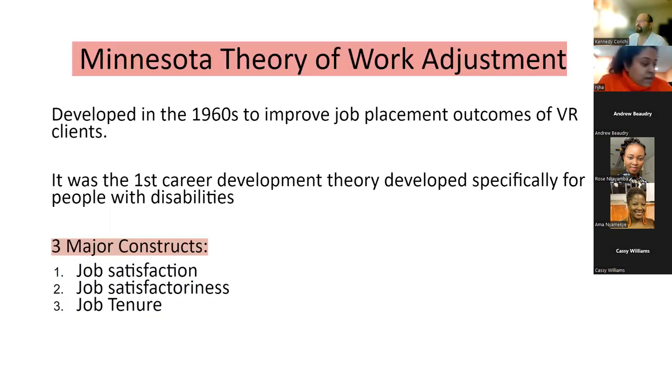Next slide. So I just jumped into the Minnesota theory of work adjustment. It is a type of work adjustment theory. In the 1960s, it was developed to improve job placement outcomes of VR clients. It was the first career development theory specifically for people with disabilities, focusing on job satisfaction, satisfactoriness, and job tenure.